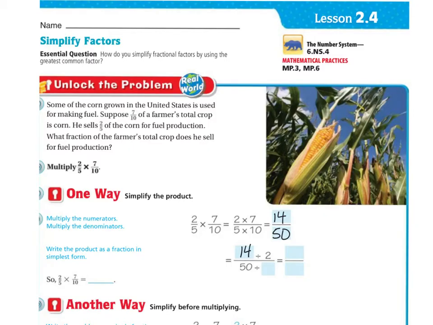Now, you need to think about what they have in common, and they've already kind of given you the answer here, that 2 can go into both of them, right? So if I divide the top by 2, I divide the bottom by 2. 14 divided by 2 is 7, and 50 divided by 2 is 25. So my answer is 7/25.